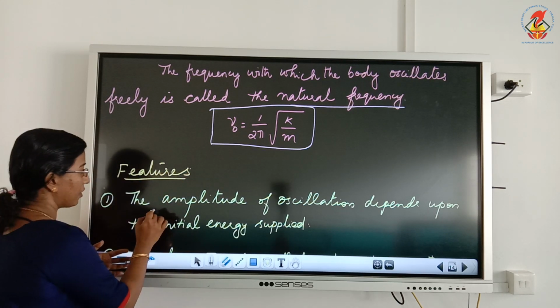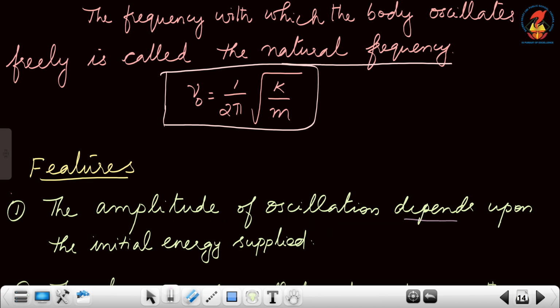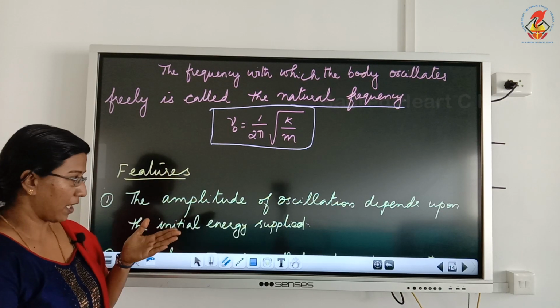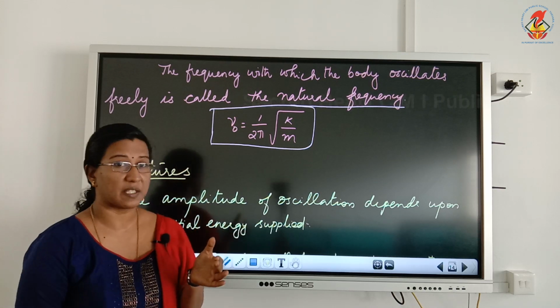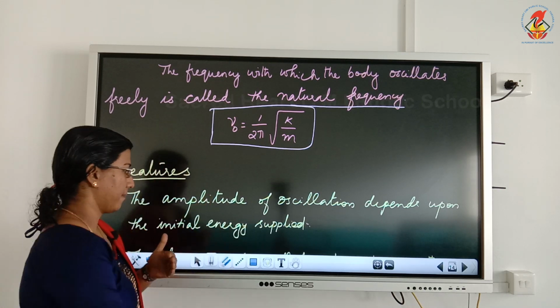First one, the amplitude of oscillation depends upon the initial energy supplied to the oscillator. If you are applying more energy, then the amplitude of oscillation, or the maximum displacement, will be more. If you are applying less energy, then the maximum displacement or the amplitude will be less.